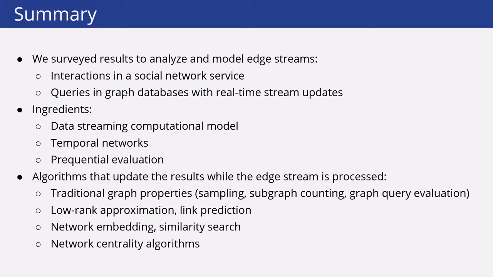Algorithms that update the results while the edge stream is processed include traditional graph properties, sampling, subgraph counting, graph query evaluation in graph databases, low-rank approximation, with the most important applications being link prediction, network embedding, which we use for similarity search, and finally network centrality algorithms.